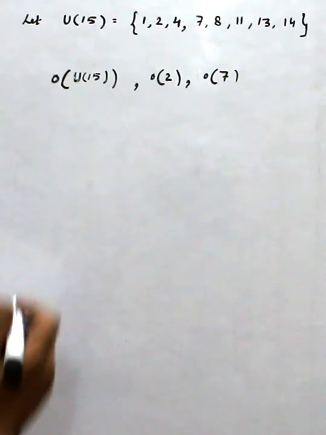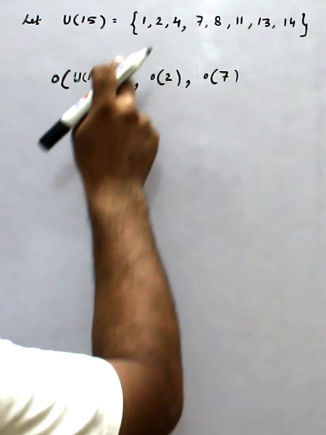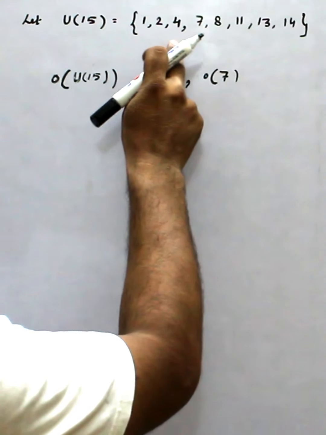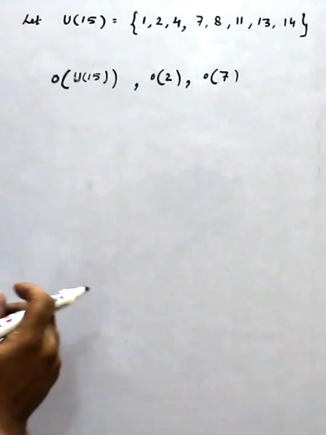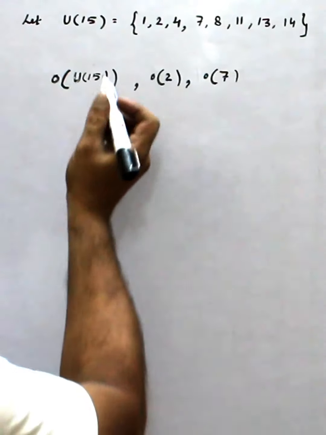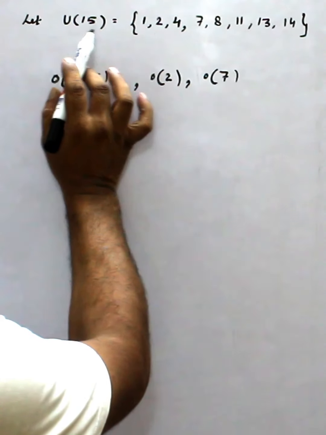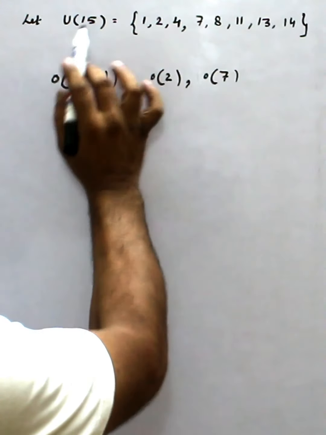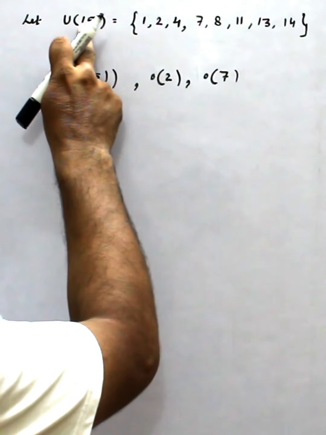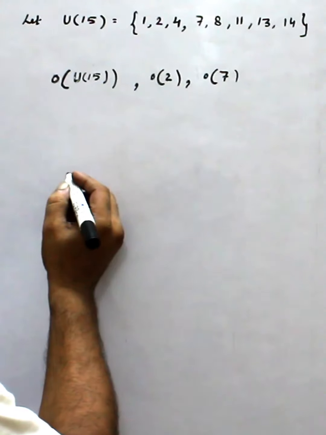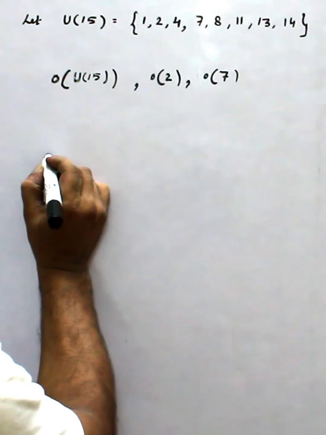Our question is U15, given 1, 2, 4, 7, 8, 11, 13 and 14. You notice here that all these elements are prime to 15. That means, prime to 15, actually this is a group.